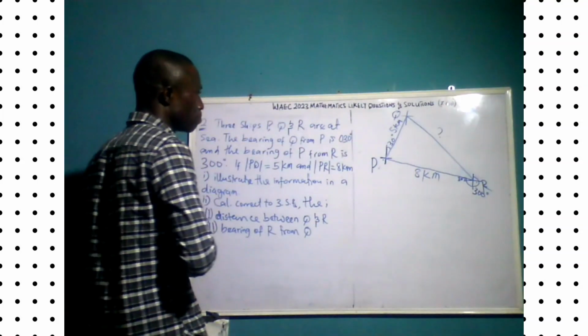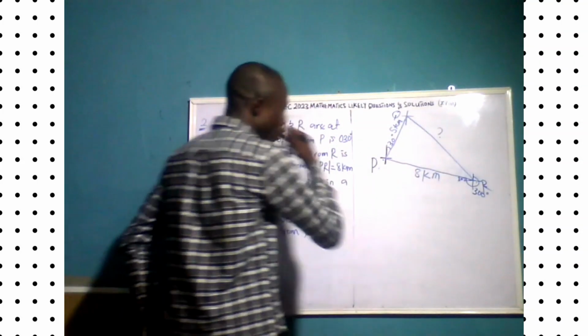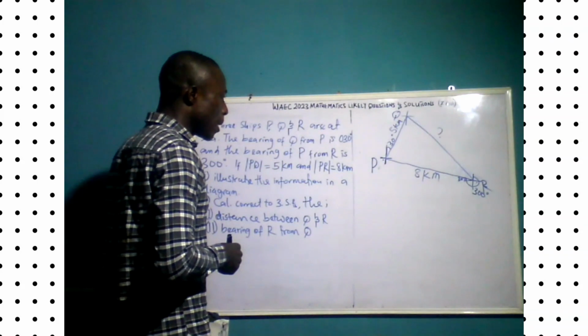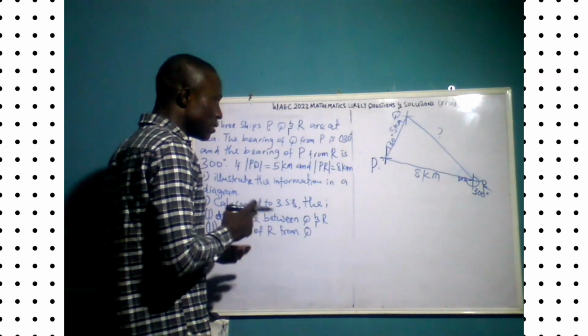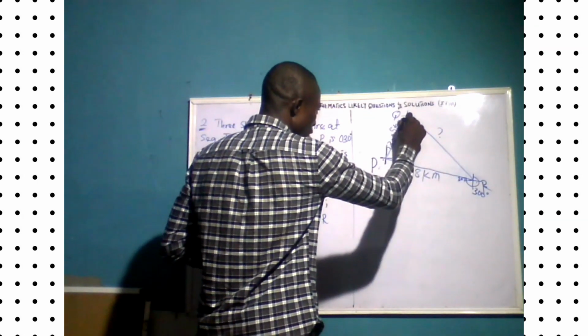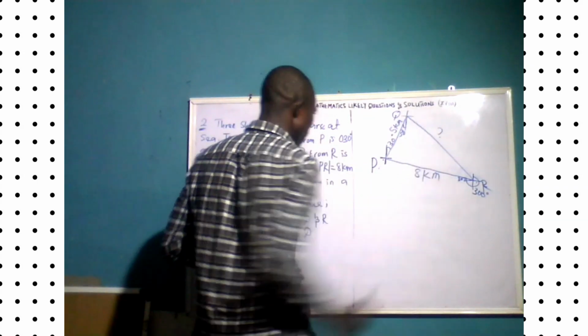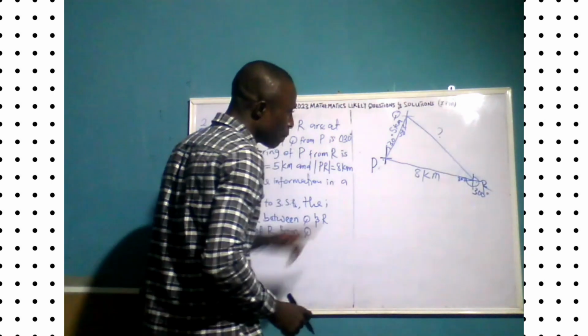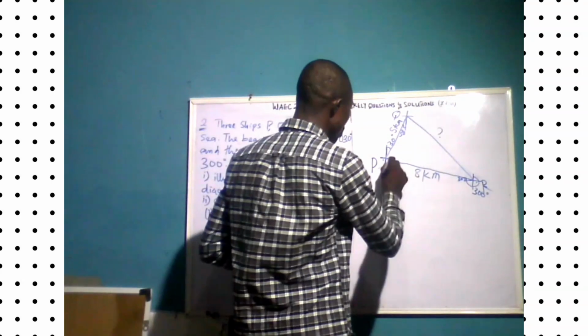But look at this. Here is 30 degrees. By the definition of alternate angles, you have here 30 degrees. And if here is 30 degrees, here too will be what?